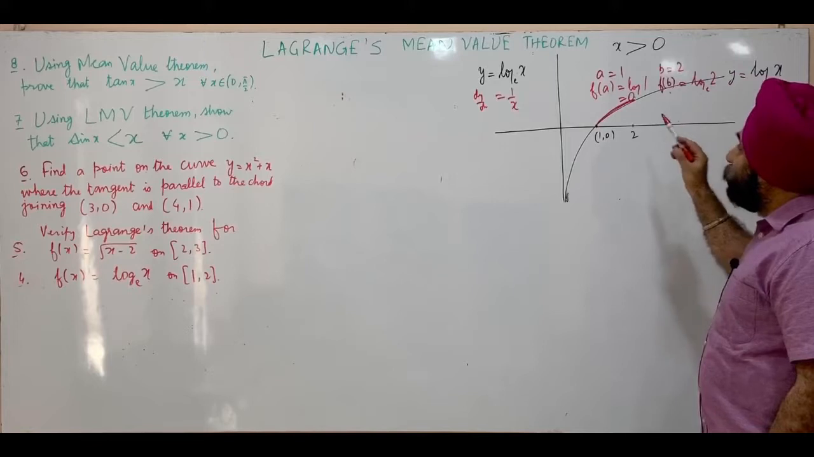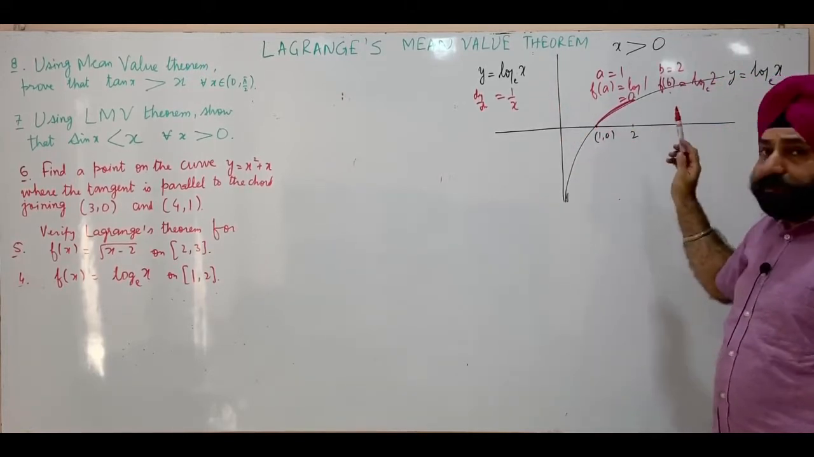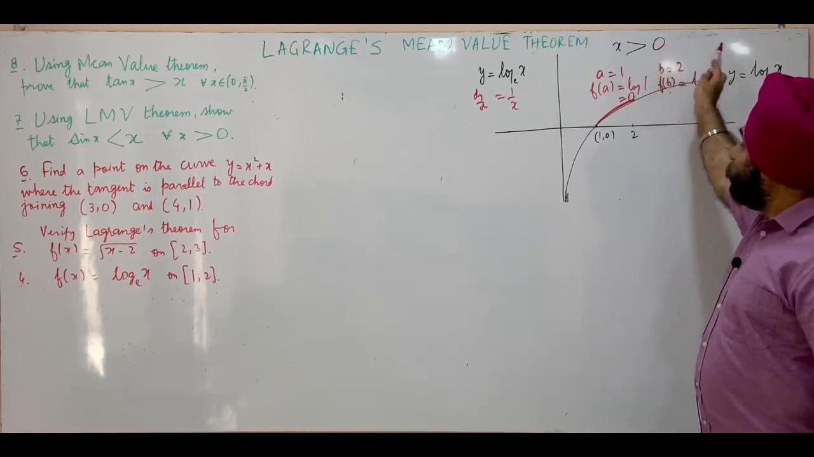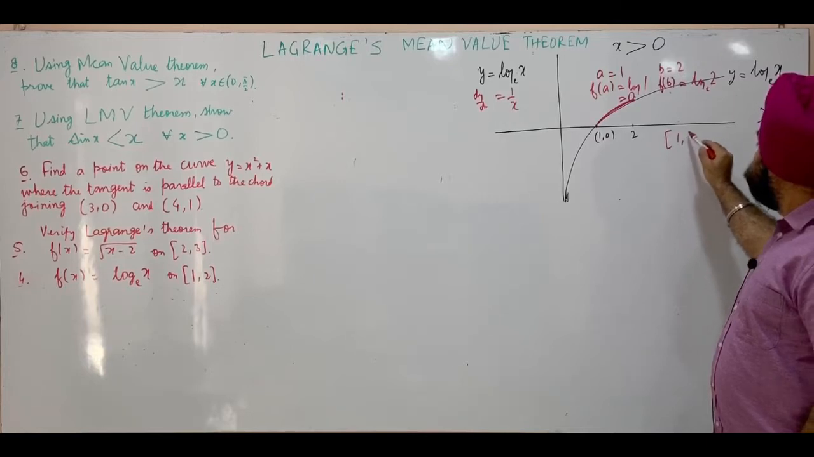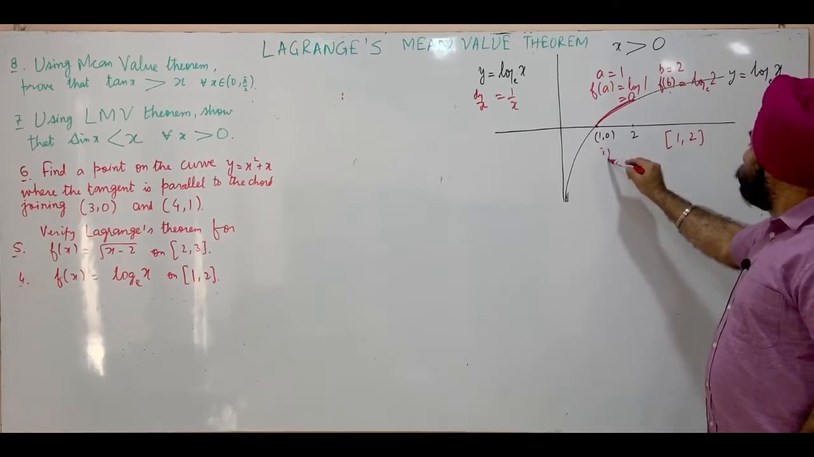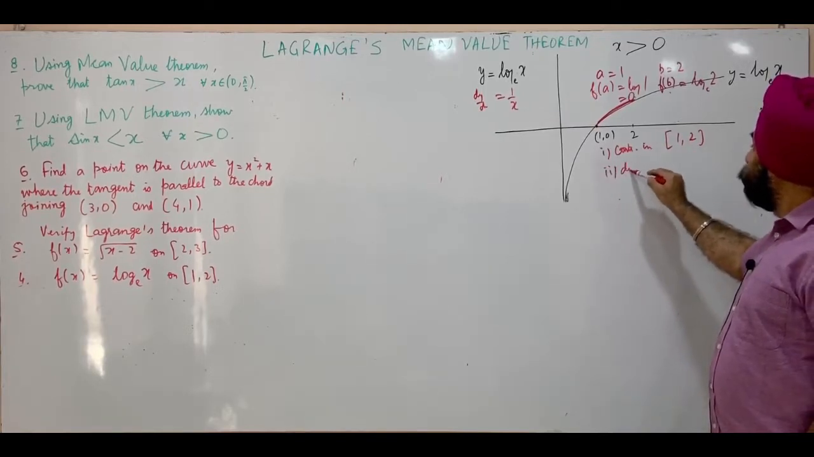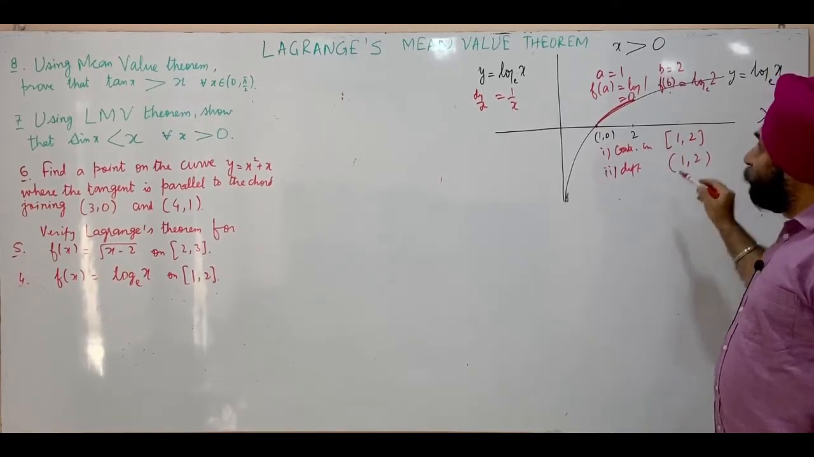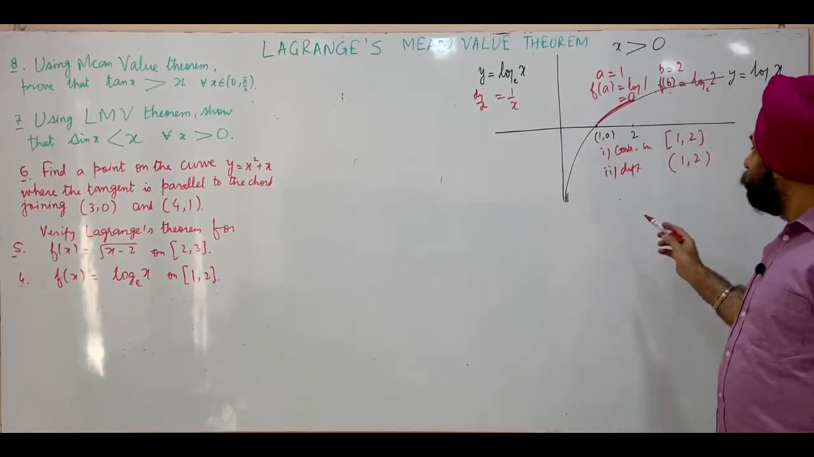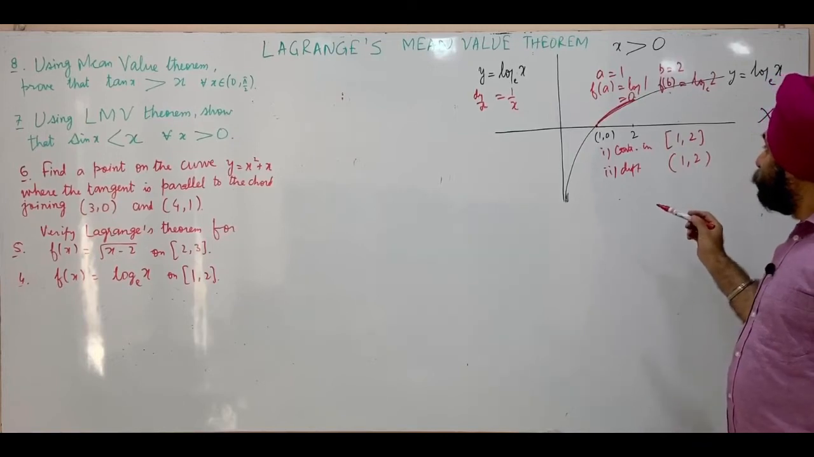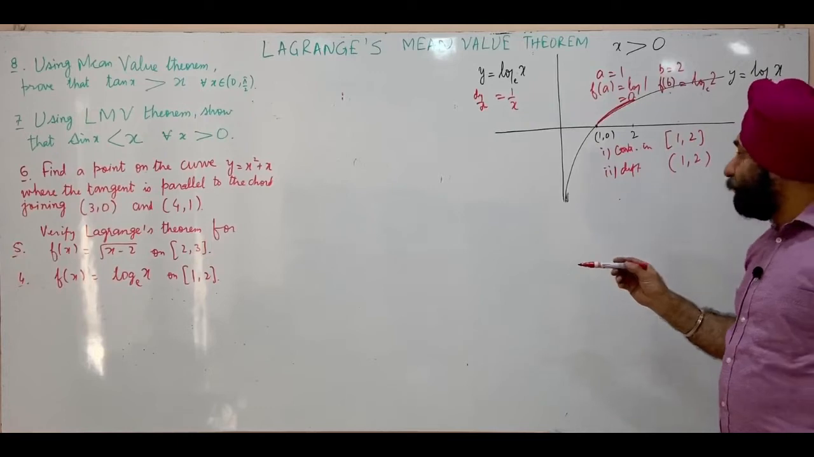So we know the log function is continuous in its domain, that is from 0 to infinity, in particular for the closed interval 1 comma 2. So the first condition is continuity. Second is differentiability in the open interval 1 comma 2. We know the log function is differentiable in its domain, in particular for this open interval. So the function log of x to the base c satisfies both the conditions of Lagrange's theorem.